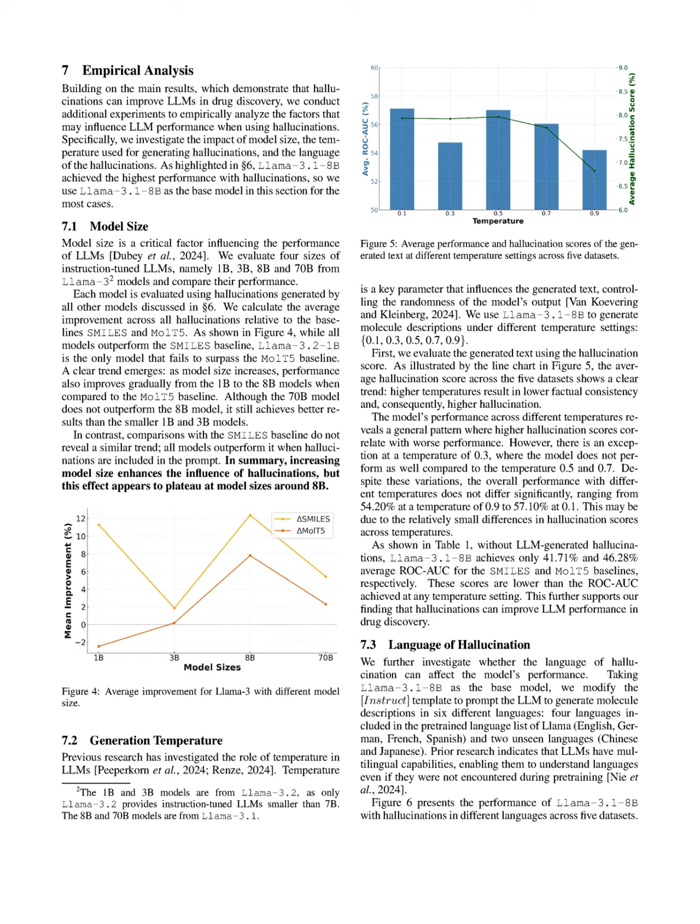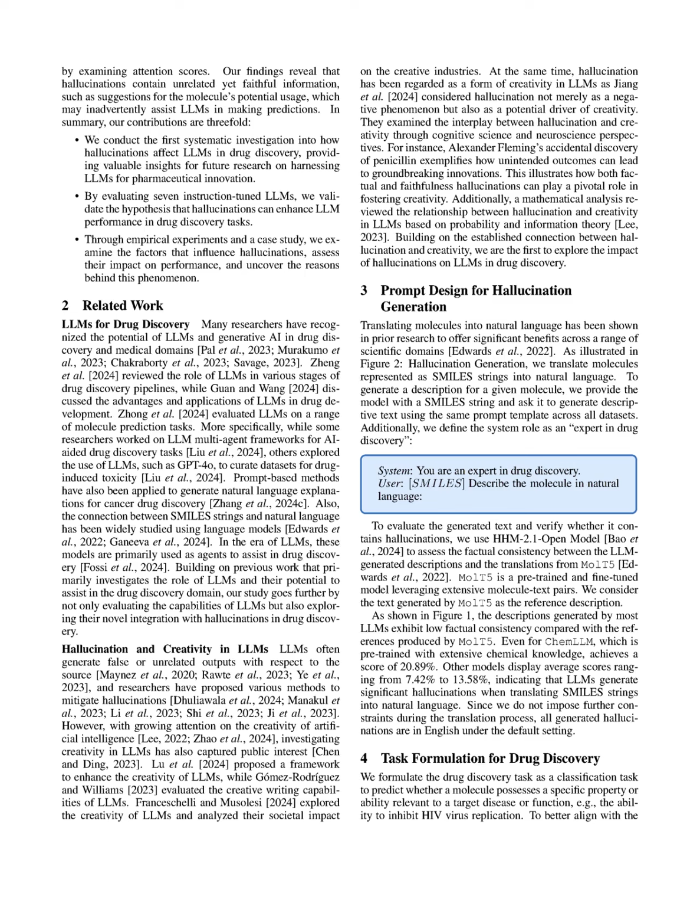GPT-3.5. Finally, the study investigates additional factors influencing the effectiveness of hallucinations, such as model size and generation temperature, concluding that larger models benefit more from hallucinations, while the temperature has a minimal impact. This comprehensive approach illustrates how hallucinations can be strategically utilized to enhance LLM performance in drug discovery tasks.